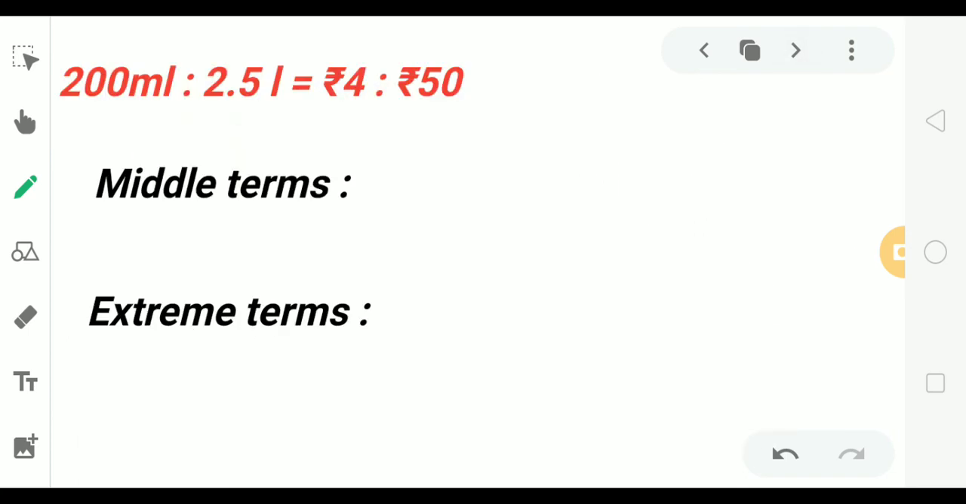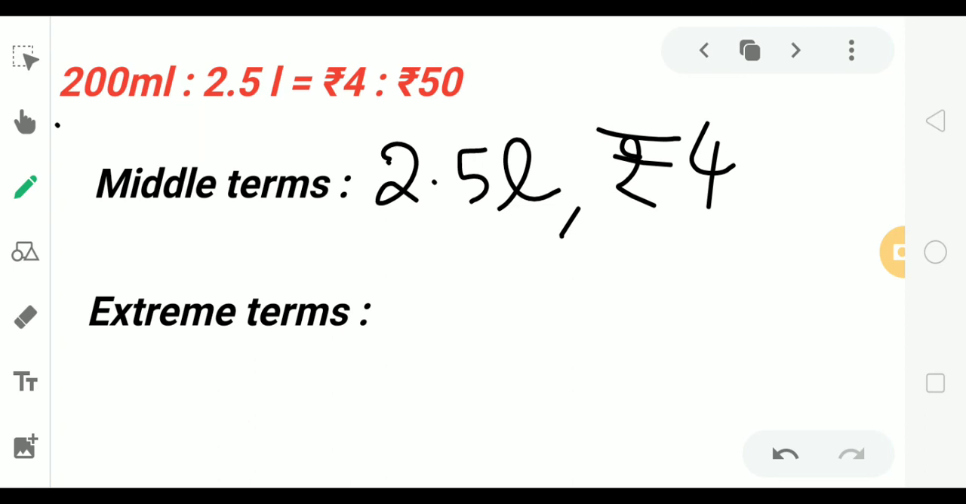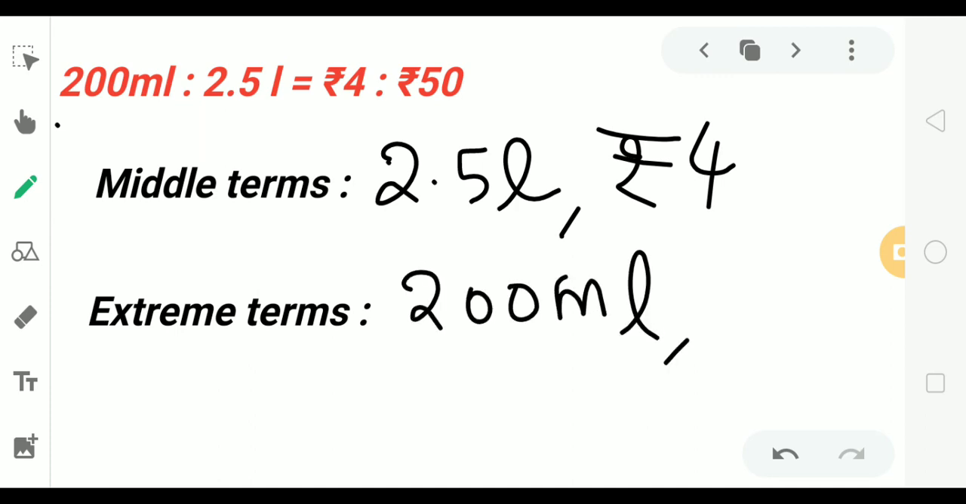Now we will have to write the middle terms and extreme terms. What are the middle terms? 2.5 liter and 4 rupees. So the middle terms are 2.5 liter and 4 rupees, and the extreme terms are 200 milliliter and 50 rupees.